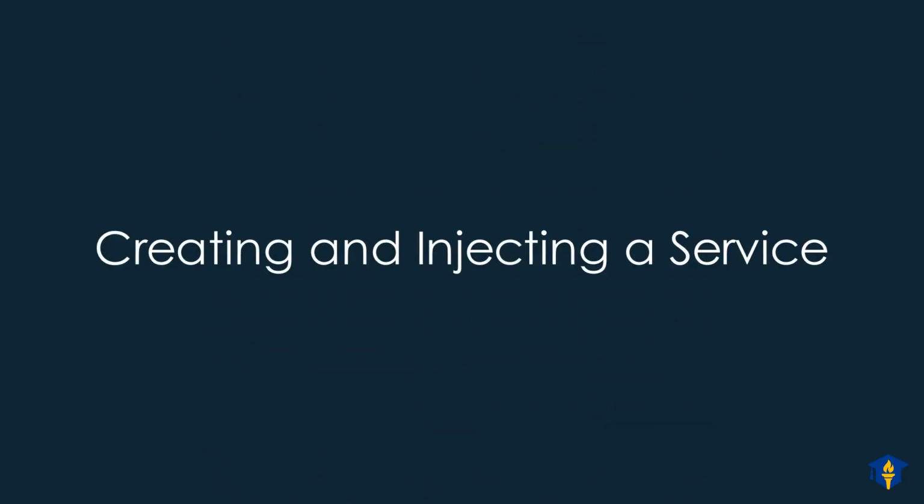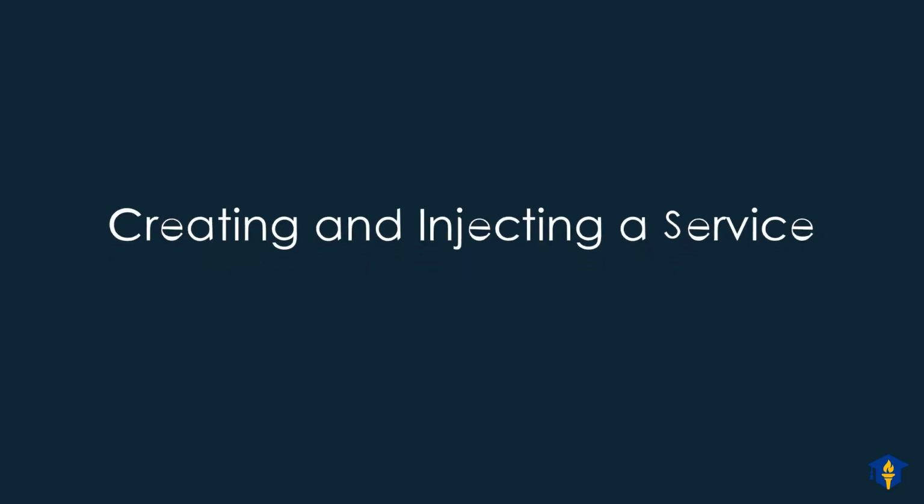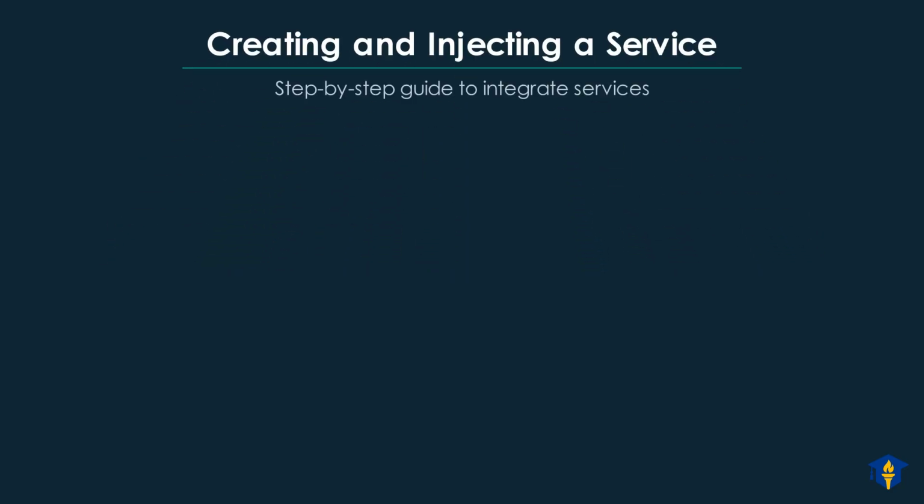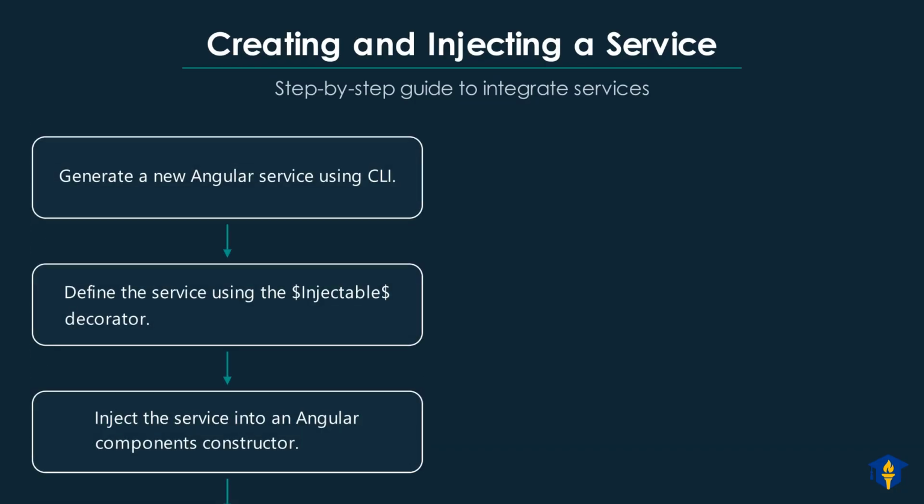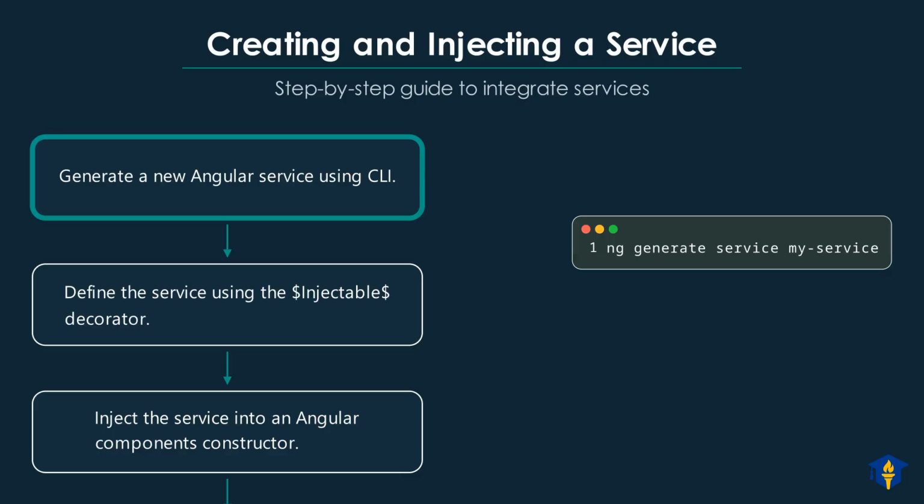Next, we will go through a step-by-step guide to creating and injecting a service into your Angular application. This process will help you integrate services effectively for better application structure. First, you generate a new Angular service using the command line interface, which is a straightforward process. Simply run ng generate service myService in your terminal to create the service file.